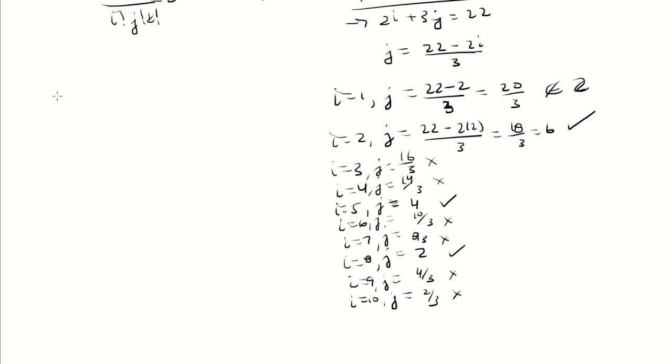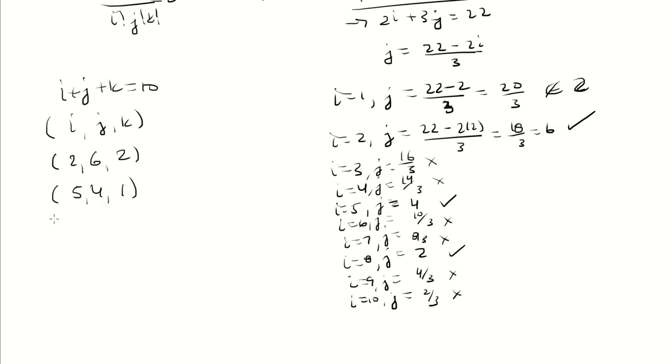So just to write it out, we know that i plus j plus k equals 10. So we're going to write it in ordered triple form like this. The first one is i equals 2, j is 6, so then this has to add up to 10, so we need 2 more. We have 5 and 4, and then 5 plus 4 is 9, so we need 1 more. And then we have i is 8, j is 2, so k has to be 0. So these are the three cases that we have to consider.